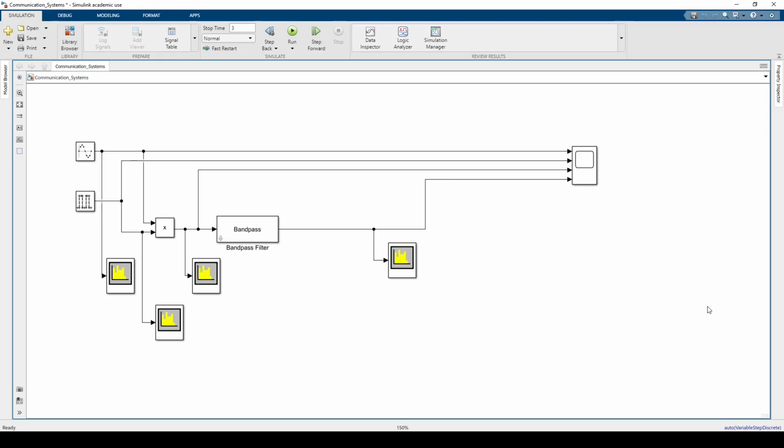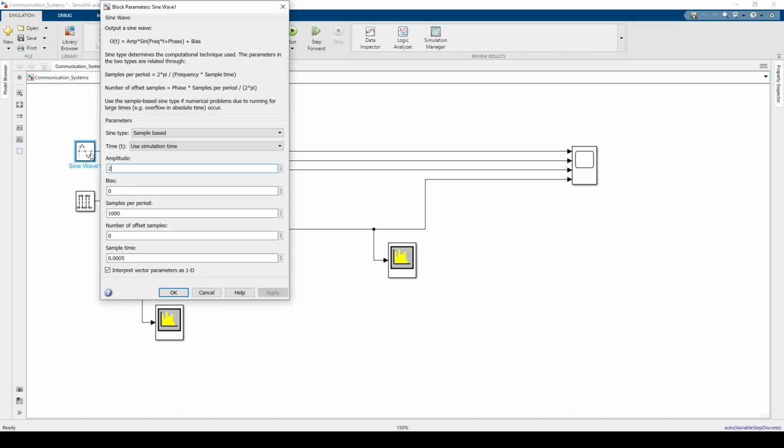This is a Simulink circuit on how you can generate DSBSC using a switching modulator. The message signal is a sine wave. I set it to have an amplitude of 2 and to have 1000 samples per period. And for a frequency of 2 Hz, it's going to have a sample time of 0.0005 seconds.